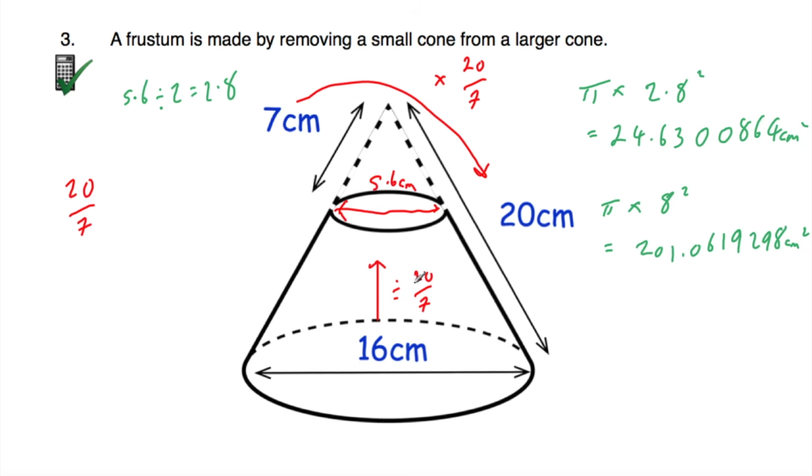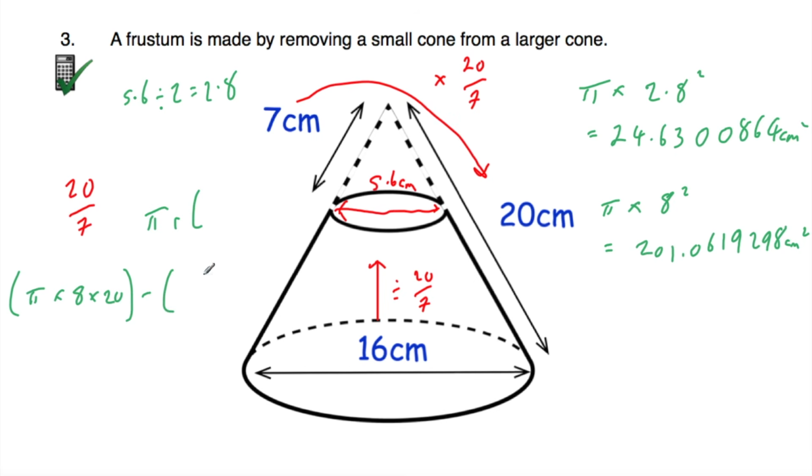Now we need to work out the area of the curved face of the frustum. If we work out the curved surface area of the top cone, and the curved surface area of the smaller cone, then we can take them away to find the area of that curved face. So for the larger cone, remember the formula for the area of the curved face of a cone is pi RL. So it's pi times the radius of the base times L, which is the slant height. So for the larger cone, we would do pi times the radius of the base, which is 8, times the slant height of the larger cone, which is 20. So that'll be 160 pi.